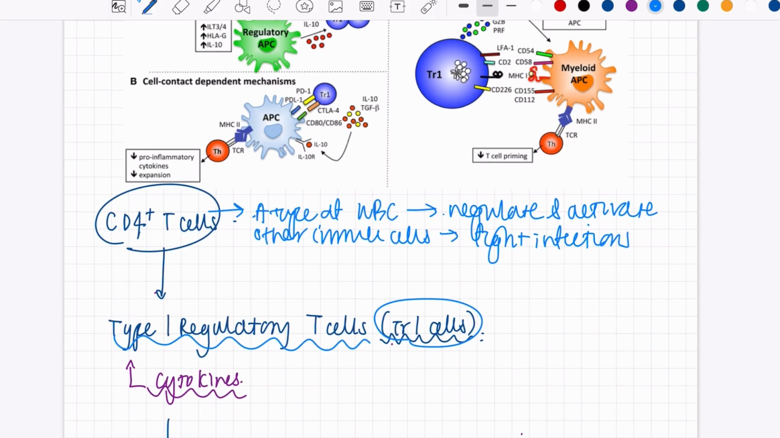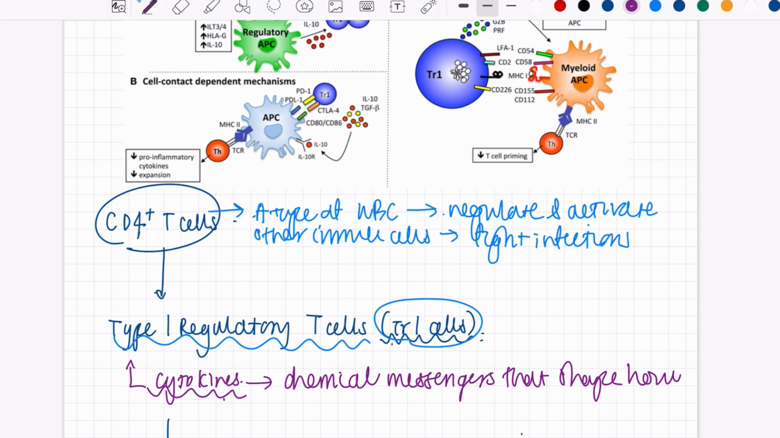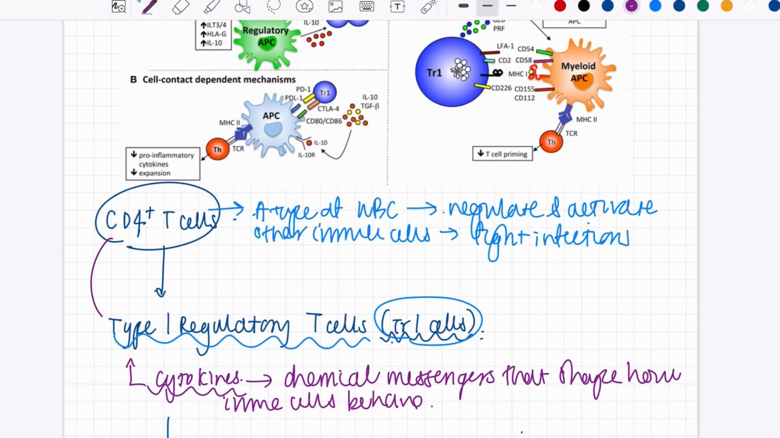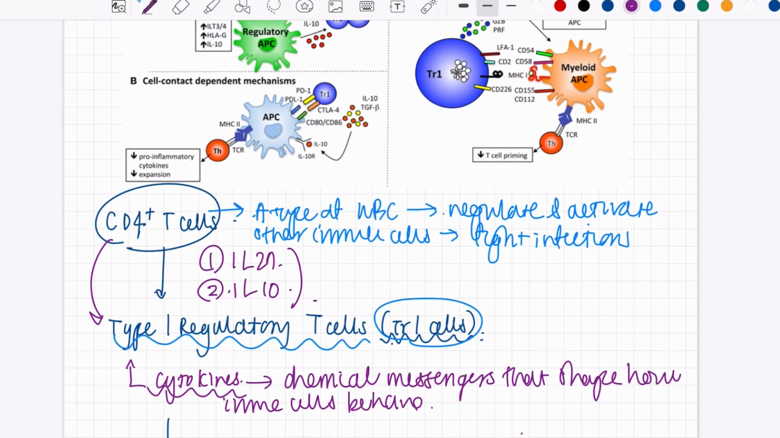Now, these type 1 regulatory T cells or Tr1 cells are produced from these CD4 T cells by cytokines, which are essentially just chemical messengers that shape how immune cells behave. In particular, in guiding this sort of transformation, specific types of cytokines are used. The first type of cytokine that's used is interleukin 27, also known as IL-27. Second type that's used is interleukin 10, known as IL-10. And these guys play a major role in this transformation.